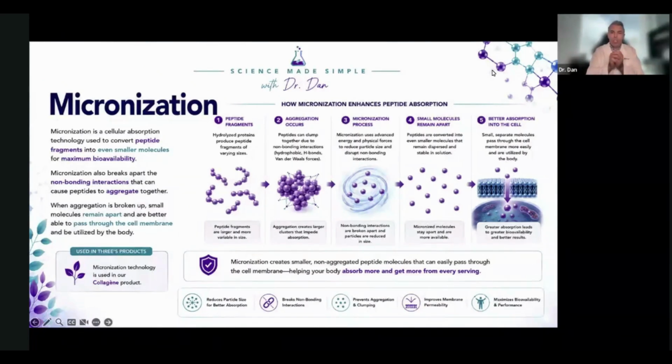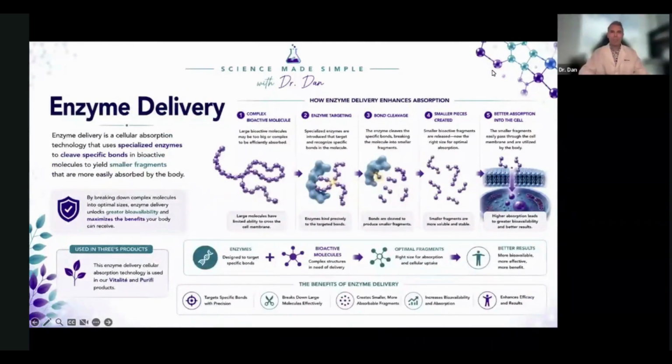So we do a further process called micronization. We use energy and physical force and shear to disrupt the aggregation. We're not degrading the molecules or anything like that. We're basically using technology to separate them from each other. And when we do that, these small fragments remain apart and they can enter into the body. Because sometimes even with hydrolysis, if they're aggregating, it's still kind of like you have a big molecule and they can't get through the cell. So that's what we do, hydrolysis and micronization with our collagen product.